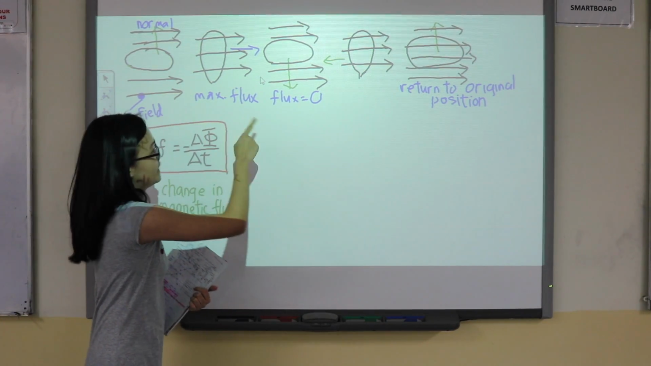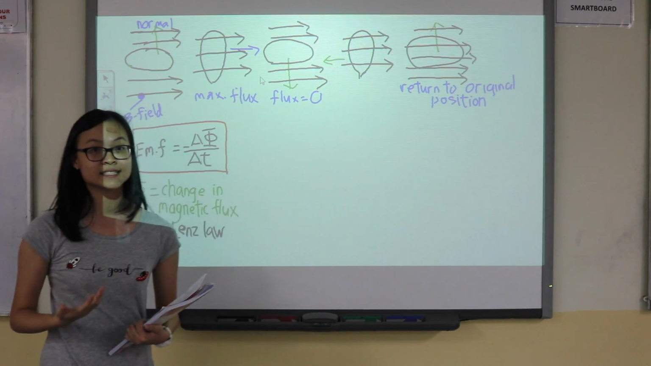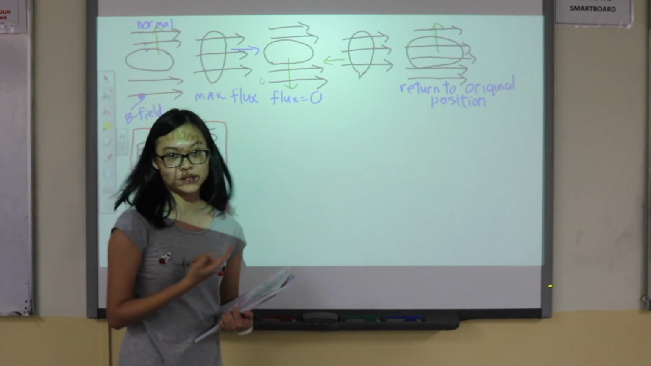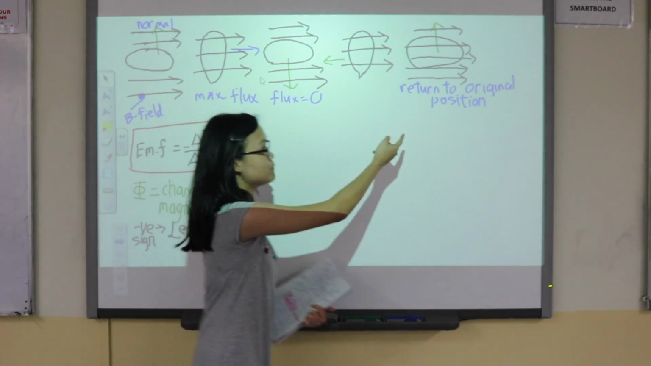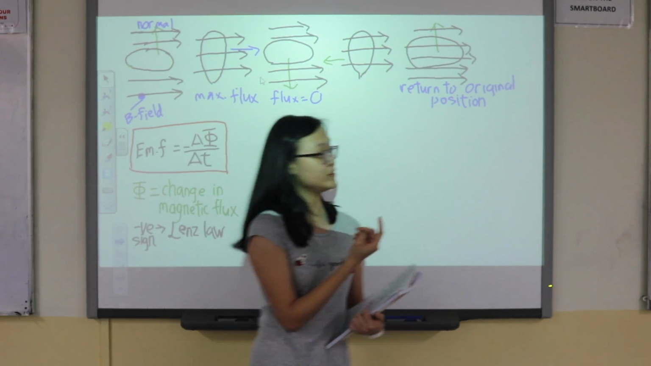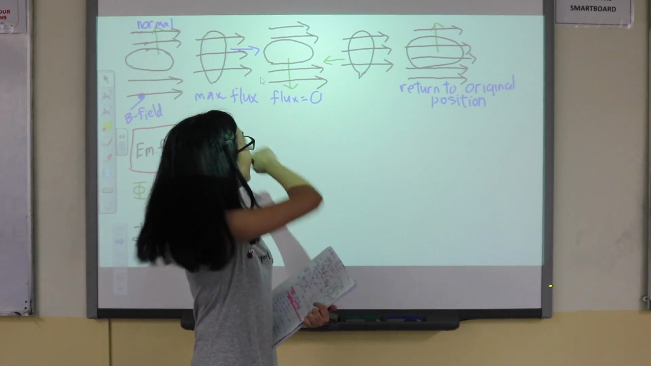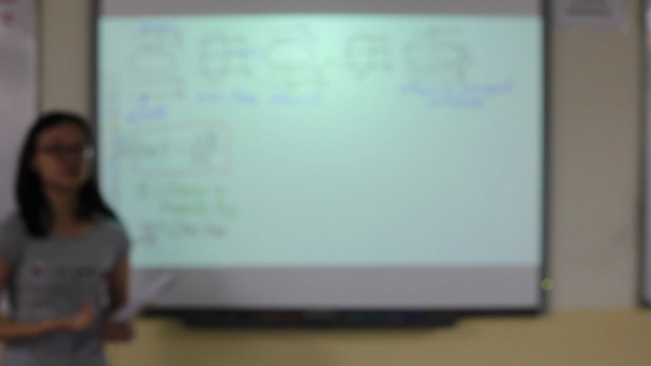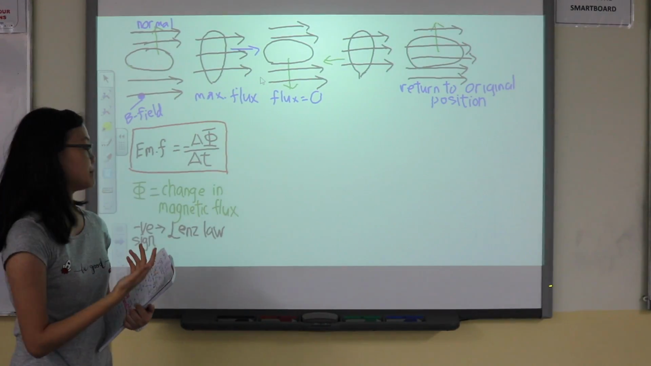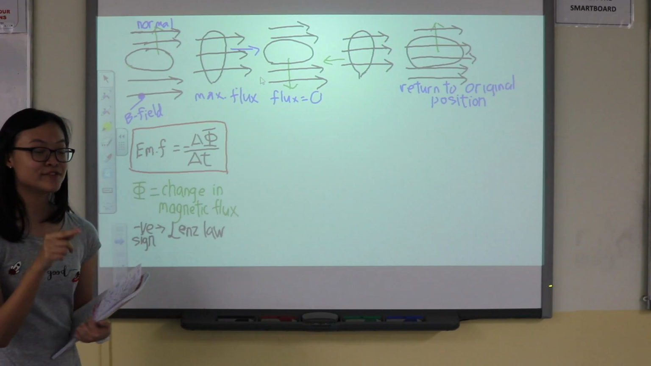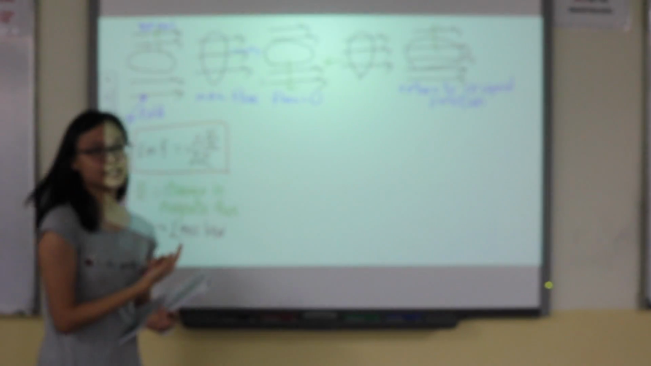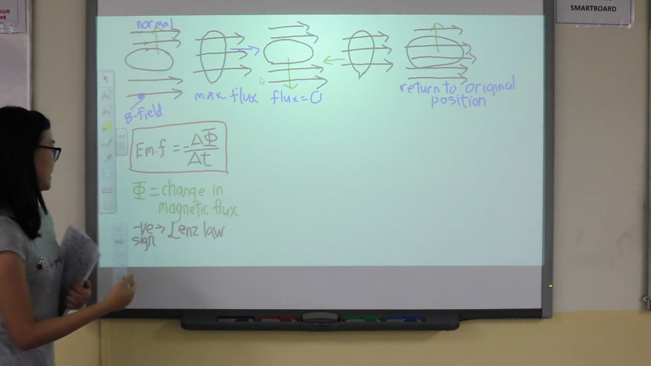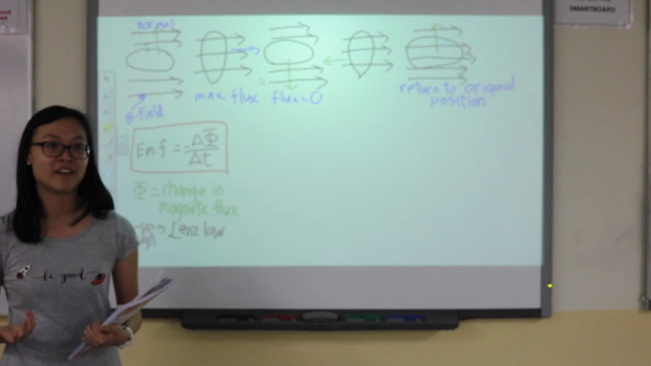For positions 1, 3, and 5, the magnitude of the flux is equal to 0. And for the second and fourth, the flux is maximum. And at this last position, it will return to the original position after a round, in the clockwise direction. Okay, now I'll introduce you to a new equation, which is the EMF equation. It's the negative change in magnetic flux against change in time, which is the rate of change in magnetic flux. Okay, what does the negative sign stand for? Lenz's law.